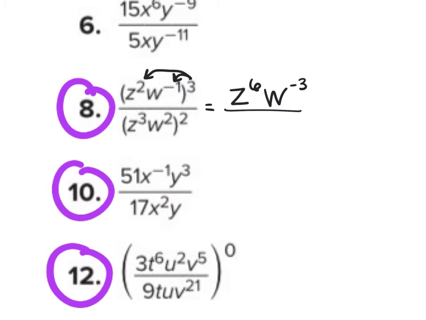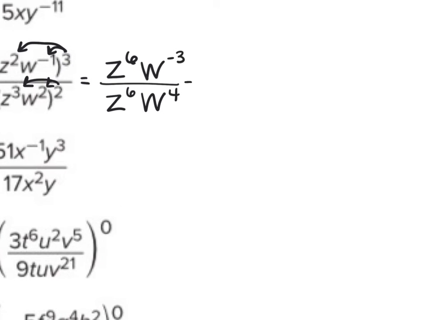Okay, now the bottom has a different exponent. It has the 2, right? So I take the 2. So z will be 6 again. And w will be 4. Good. Okay, now I need to do what next? What do I do next? What kind of problem is this? Is this multiply or divide? Divide. So what do I do with the exponents then?